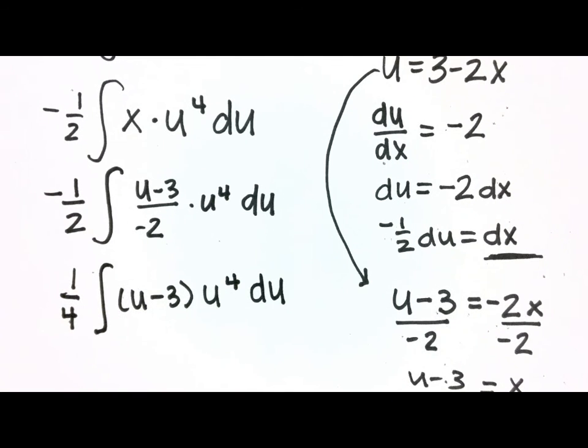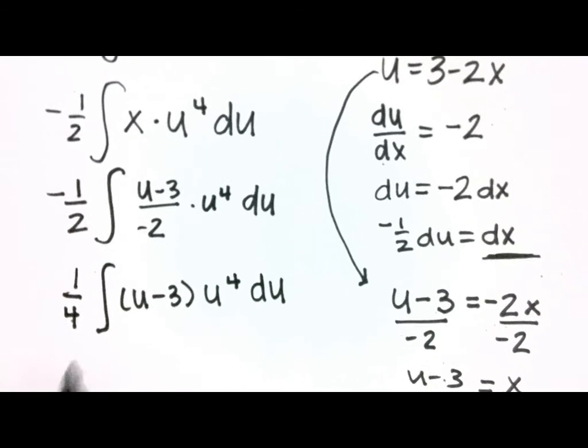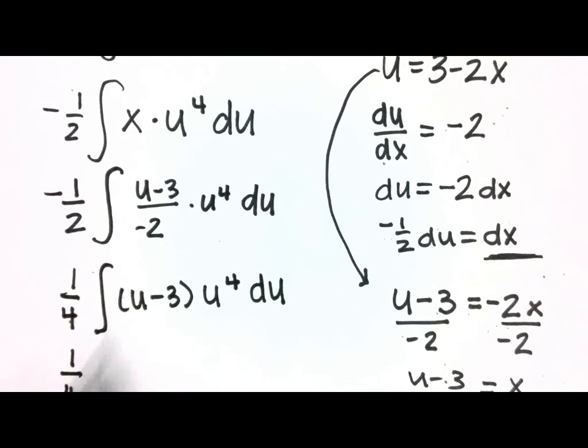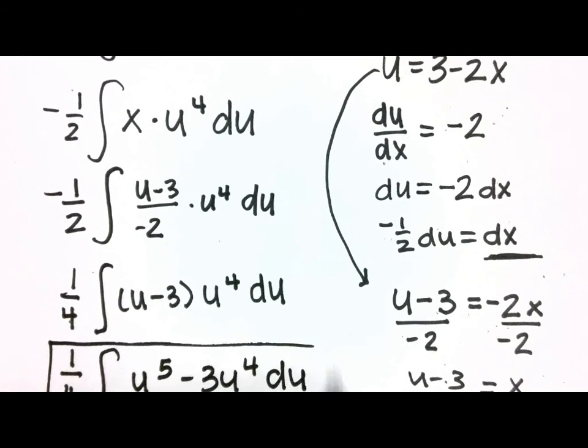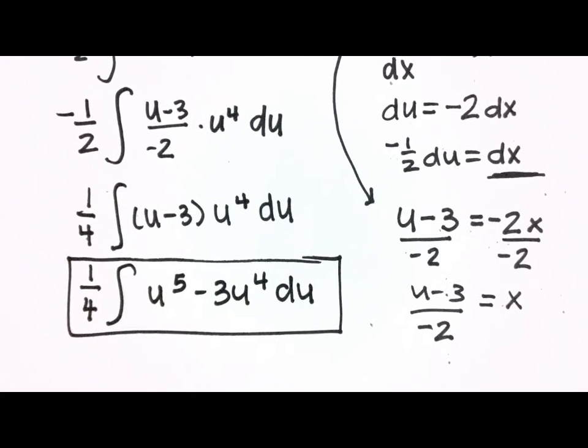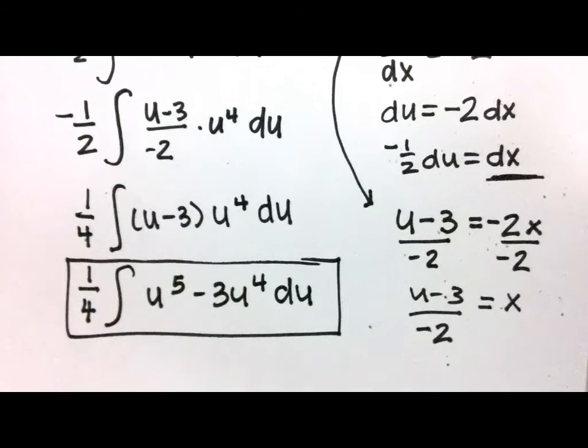Then what do I do with that u to the 4th? Distribute. So 1/4 integral u to the 5th minus 3 u to the 4th du. There we go. How do we feel about that? That's it. As long as you can solve for x, nothing changes.